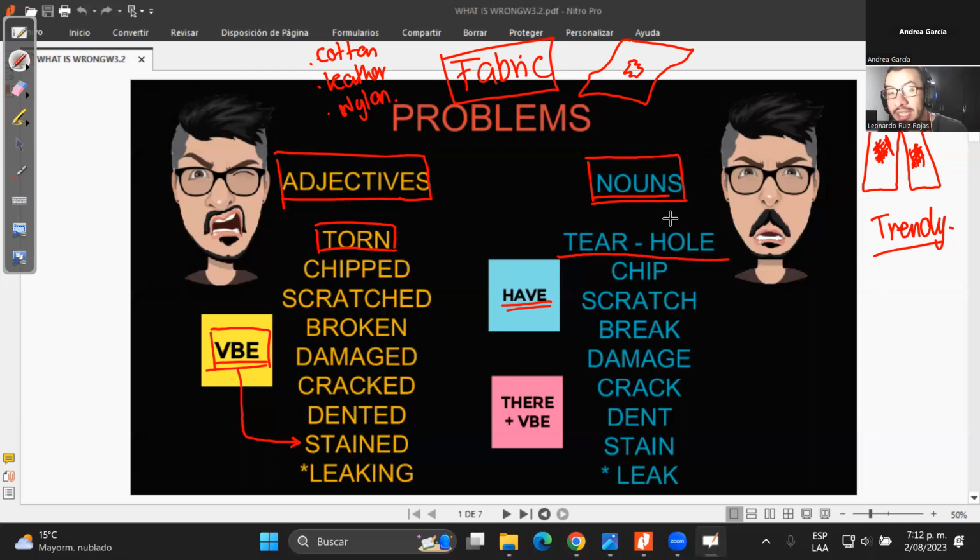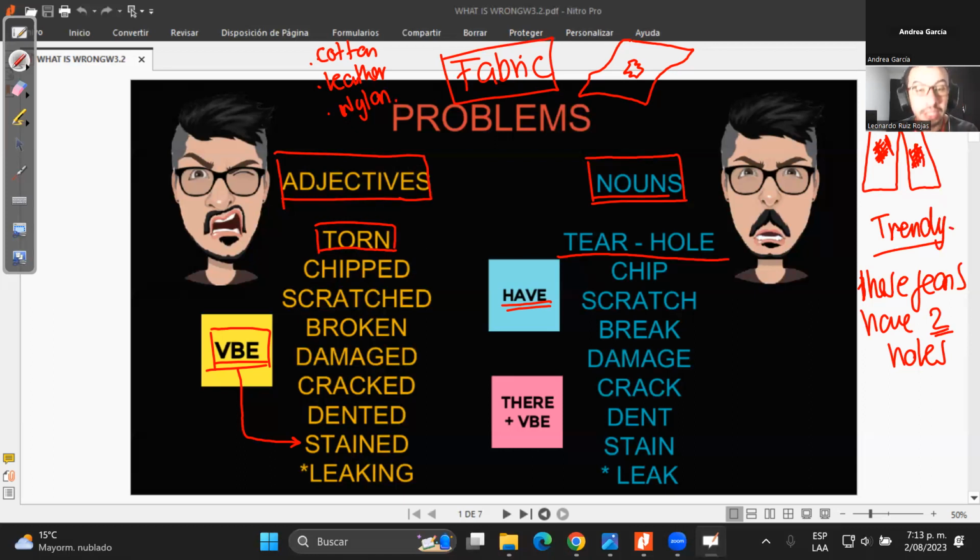Of course, the nouns can be countable or non-countable. For example, I can say that these pants, these jeans have, because it's plural, have two holes or two tears, right? In that case, I can use a number before the noun. With the adjective, it's not necessary because it's a characteristic, it's not a number. So in that case, it's not necessary to include the number, right? So simplemente, the jeans are torn, or these jeans have two holes or two tears, right?